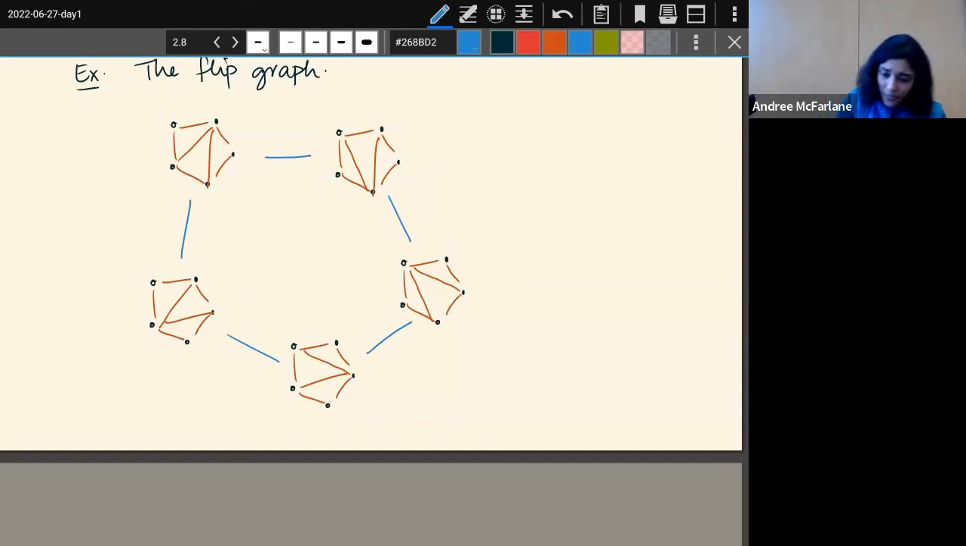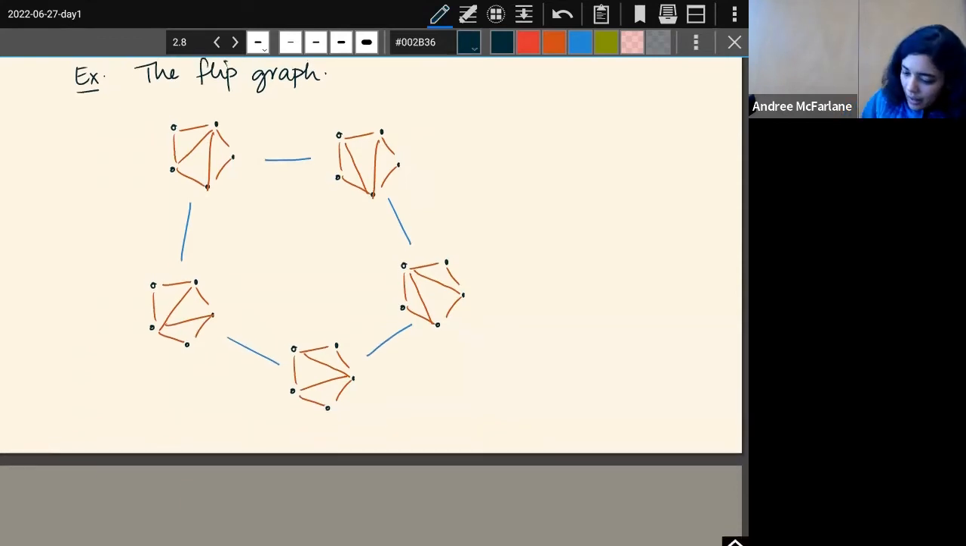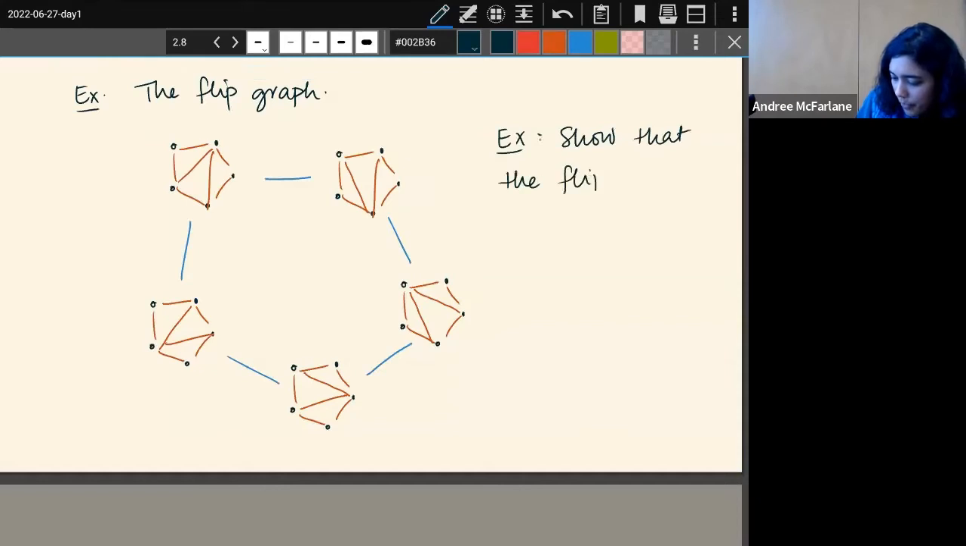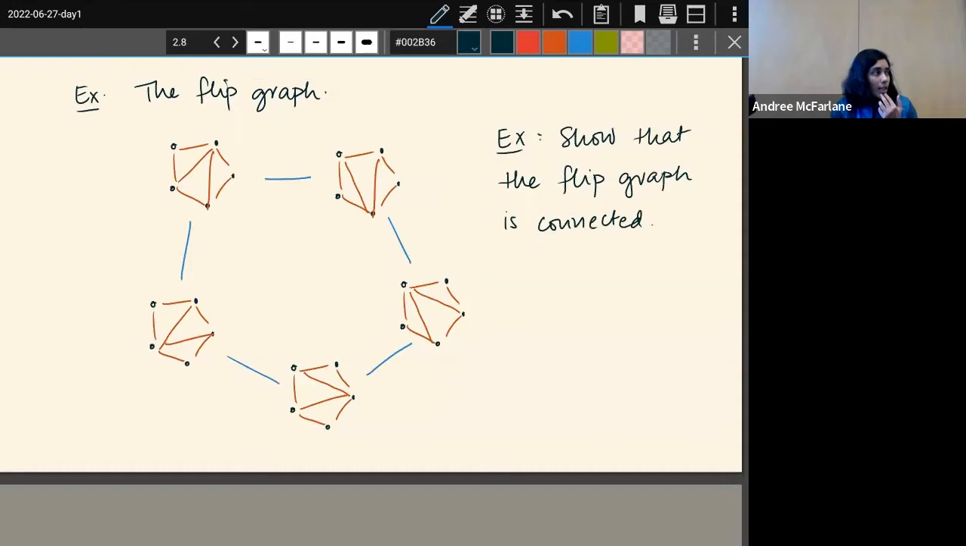So you could of course do this for any number of points, and a not particularly difficult exercise, but still I think fun, is to show that the flip graph is connected. So you can get from any triangulation to any other one just by performing a bunch of flips.